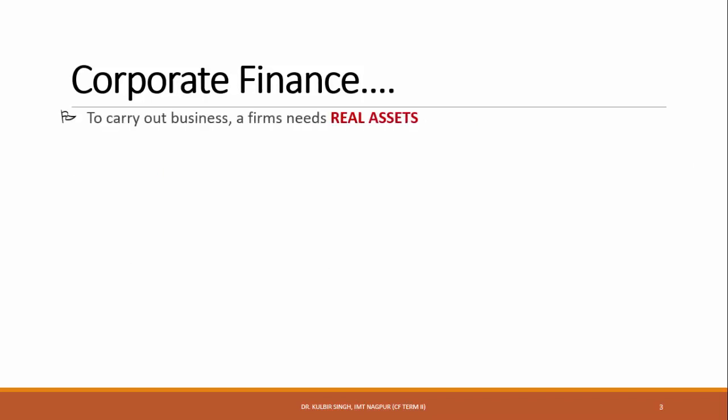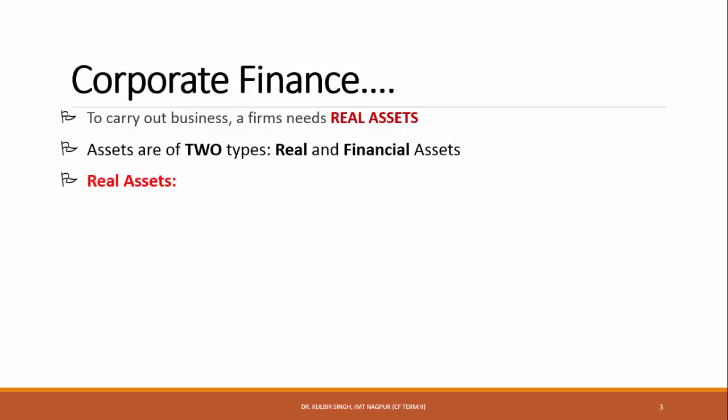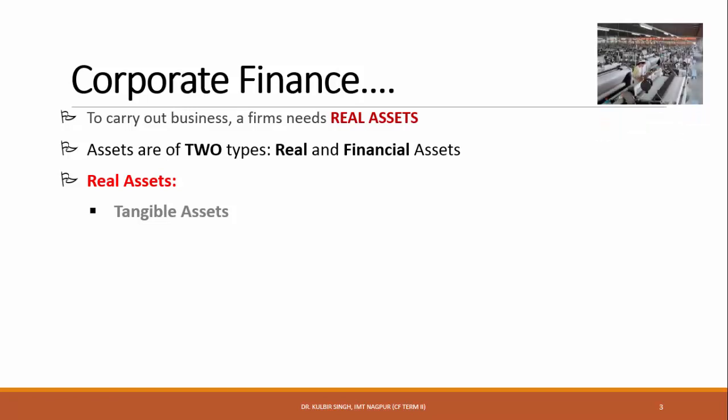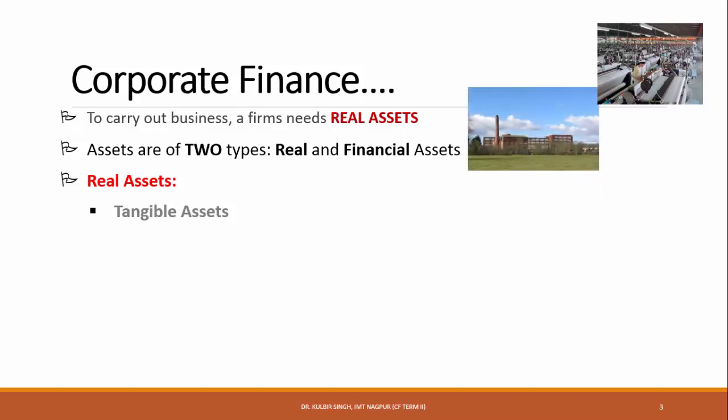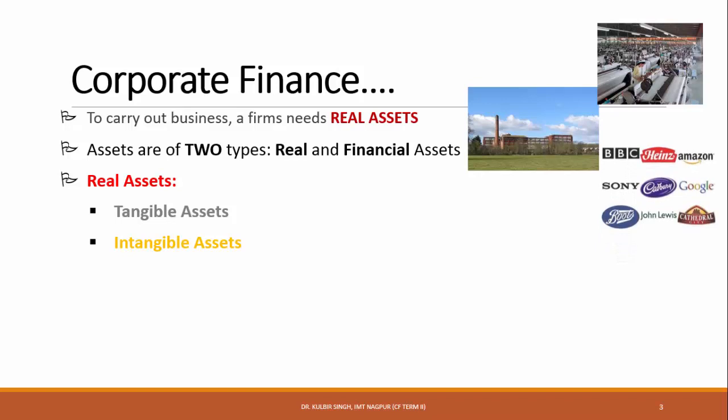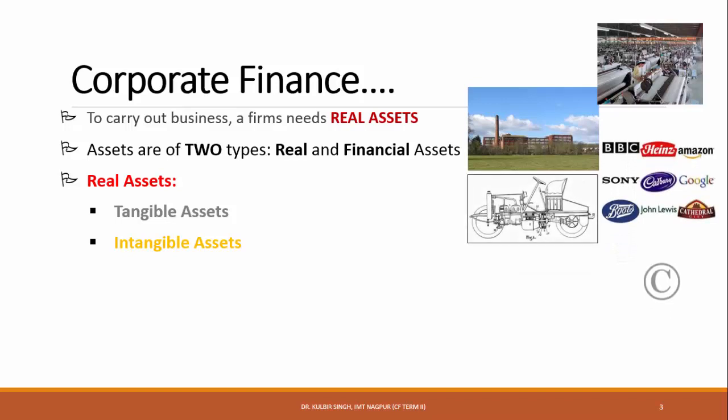To carry out business, a firm needs real assets. Assets are of two types: real assets and financial assets. Real assets are in turn of two types: tangible assets and intangible assets. Tangible assets basically consist of plant and machinery, land and building. Both of these assets generate future benefits. Intangible assets consist of brands, patents, copyrights, etc.